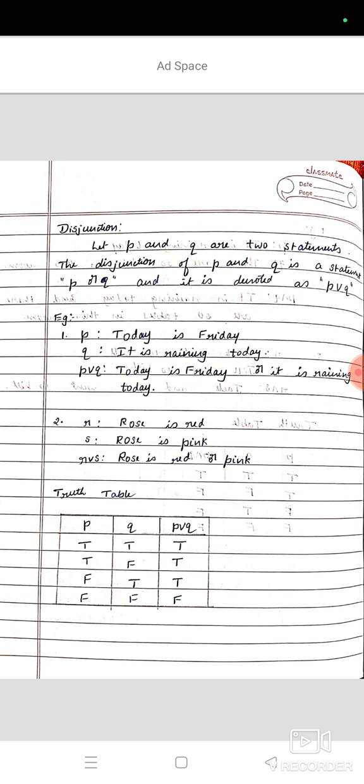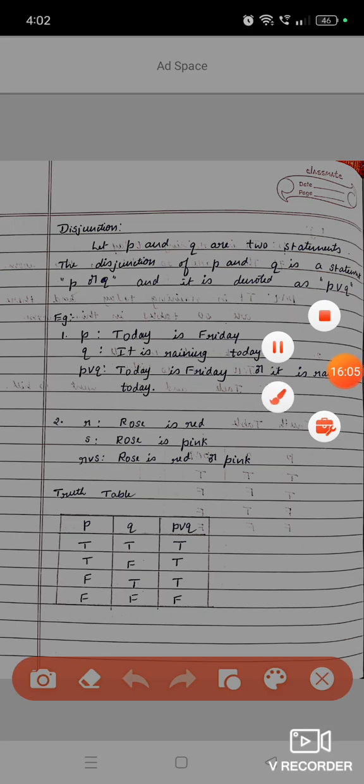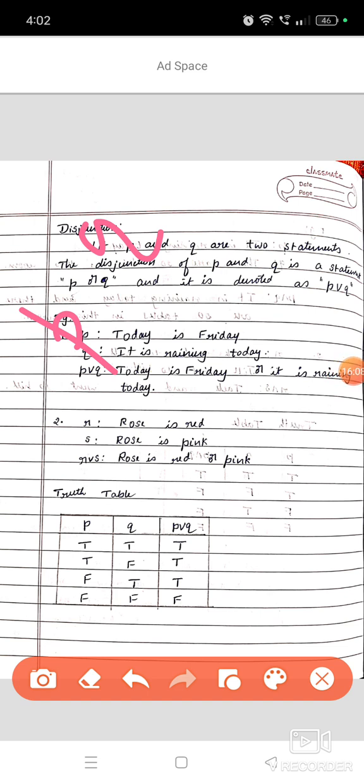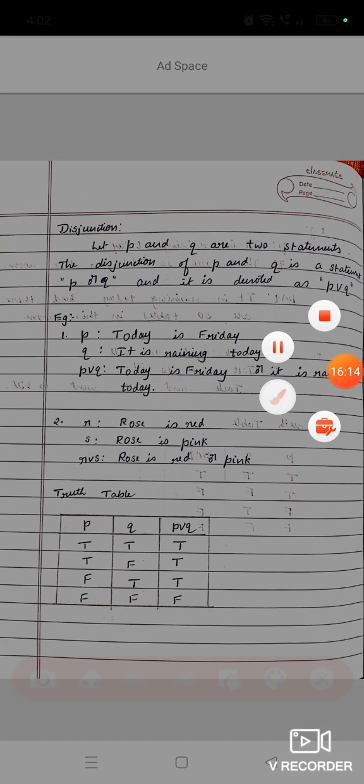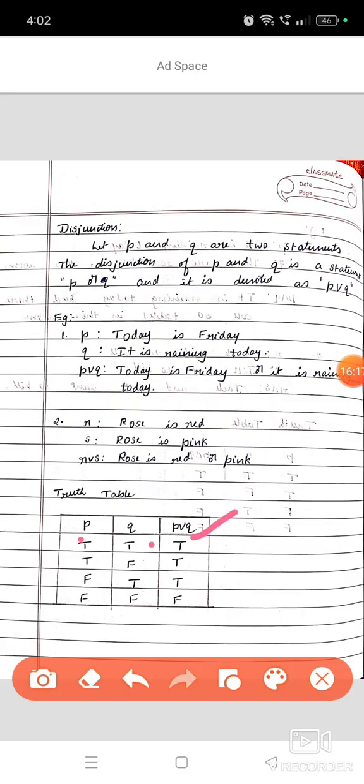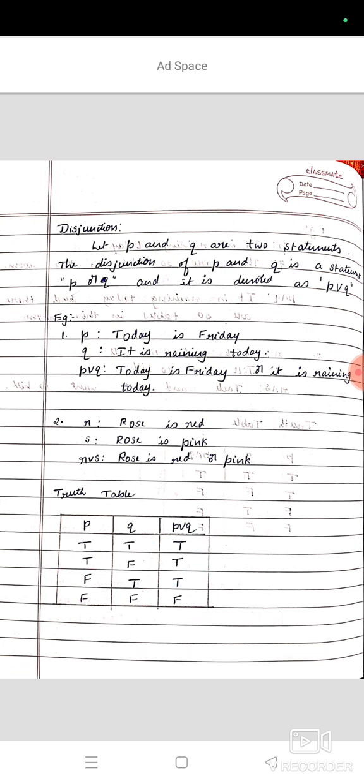Now the truth value of the OR operator or connective. The OR connective is true if any one of the statements is true. In P and Q, if any one statement is true, then the OR operation is true. If both are false, then it is false. Now the same P and Q have four possibilities: true, true; true, false; false, true; false, false. In the first case, both are true, so it is true. True, false: here one statement is true, therefore true. Here also one statement is true, so true. In the last case both are false, therefore the answer is false.